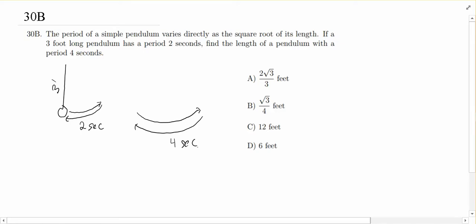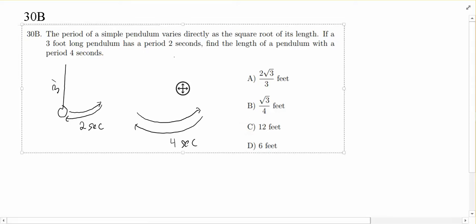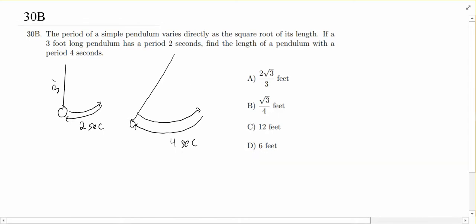And so the first thing that I would do if I were you is just use common sense and say, this new pendulum, isn't it probably going to be longer than 3 feet? In order for it to take longer to go back and forth, it only makes sense that it has to be a longer pendulum. You're not going to have a tiny little 1-foot pendulum that goes back and forth in longer time. That just doesn't make sense at all. You can't even picture that. So we know that our answer should be longer than 3, which immediately allows us to cross off A and B.